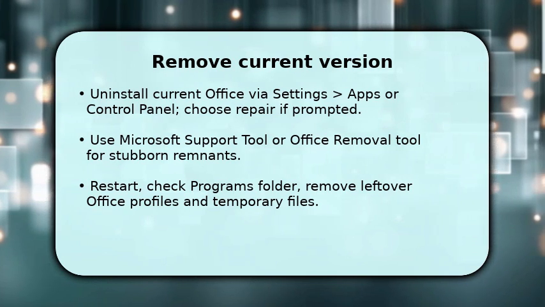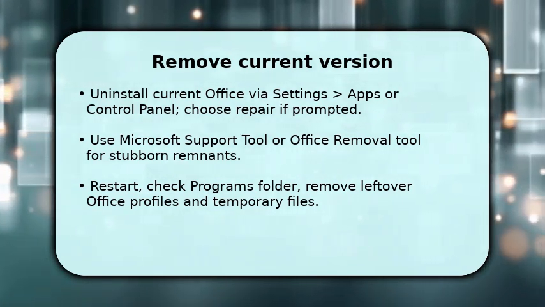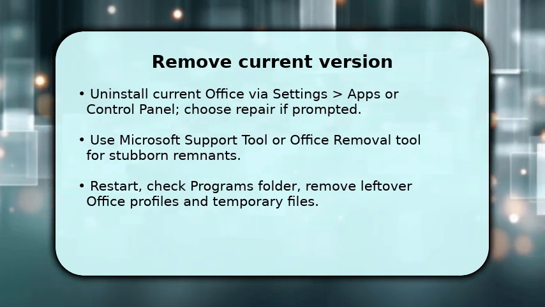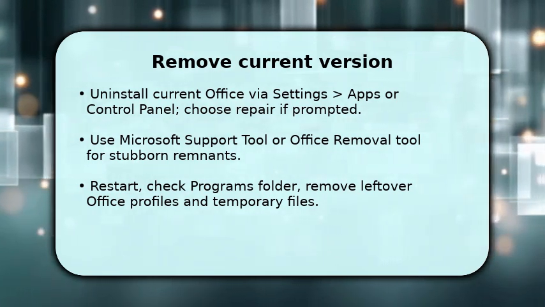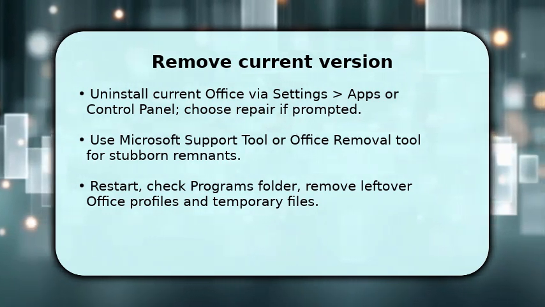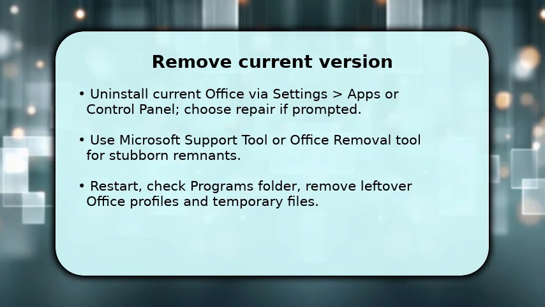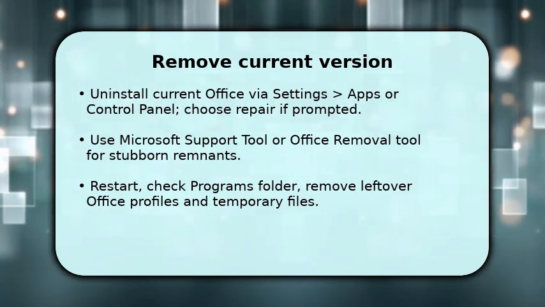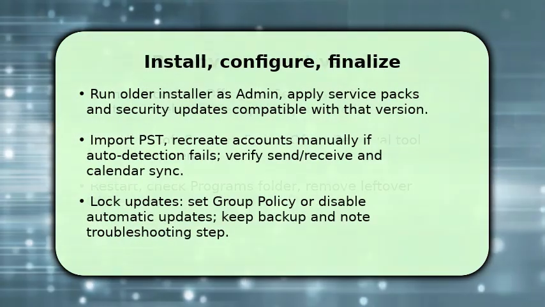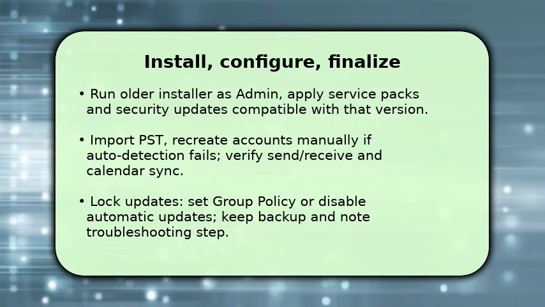Once removed, reboot to clear file locks, then run the older MSI/installer as administrator. This ensures proper registry and service registration. During install, choose custom options to avoid installing unwanted components, and set Outlook to offline mode briefly while you verify data import locations. Finally, complete installation and configuration with attention to compatibility.